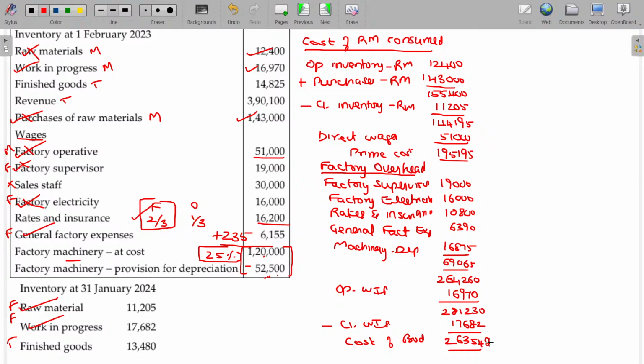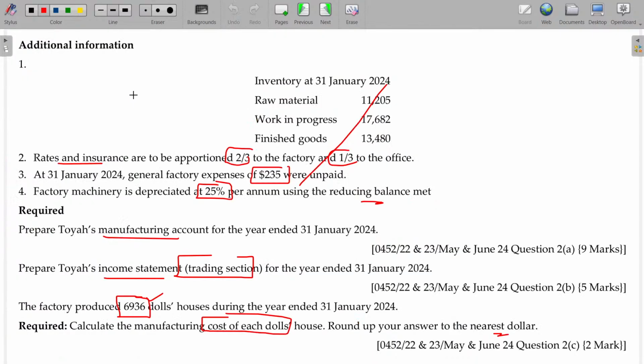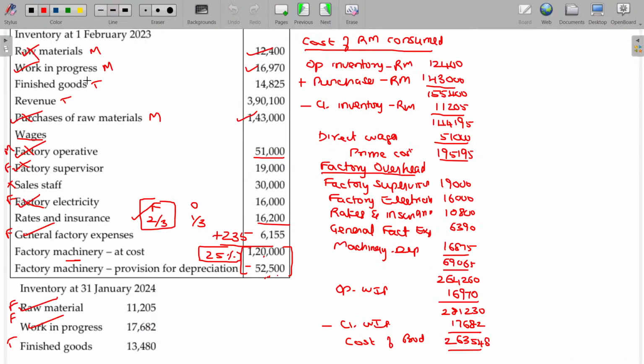2,63,548. Apart from that, we have to prepare the income statement, especially the trading section also. Okay, income statement. Trading section.